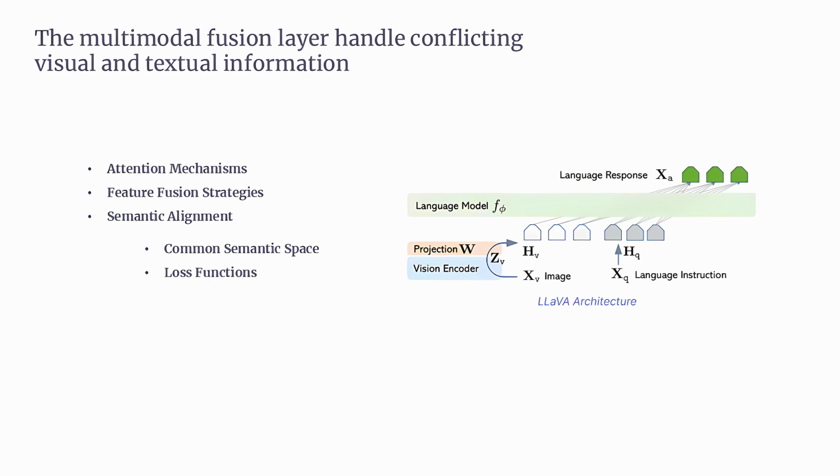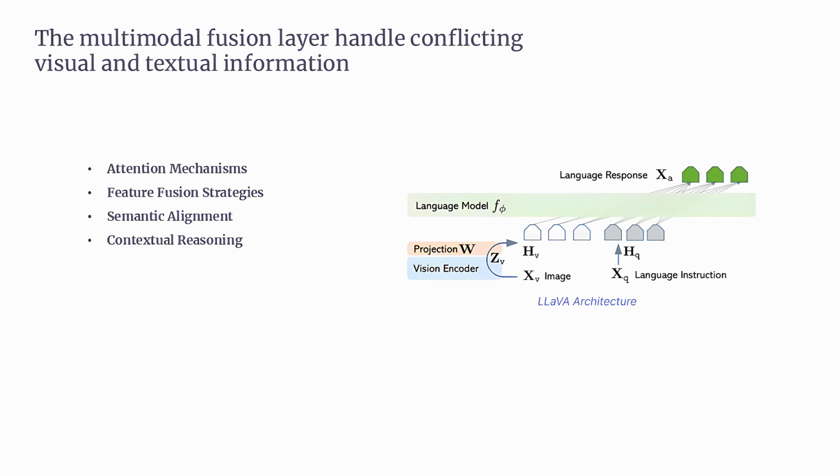2. Loss functions. During training, specific loss functions are used to optimize how the model represents both the visual and textual data. These functions encourage the model to minimize discrepancies between the two modalities, further enhancing the alignment and coherence between them.